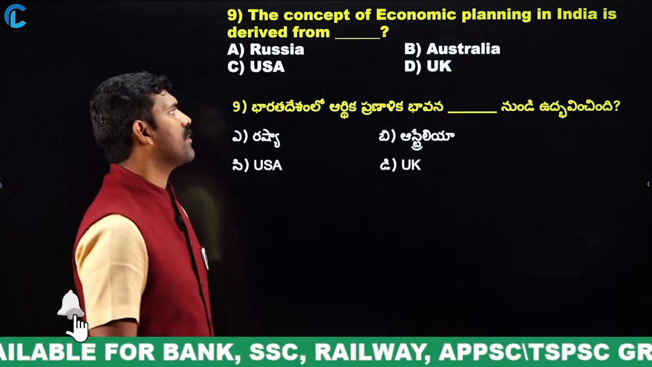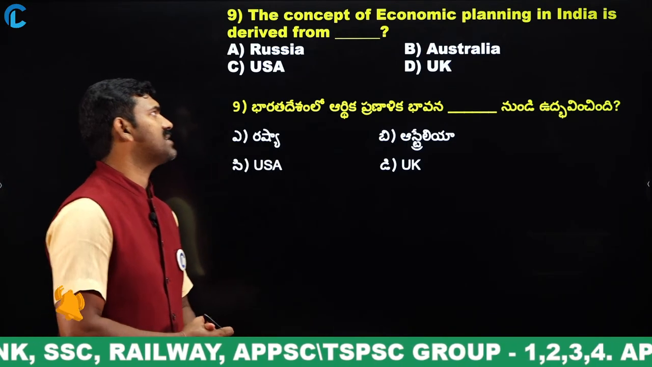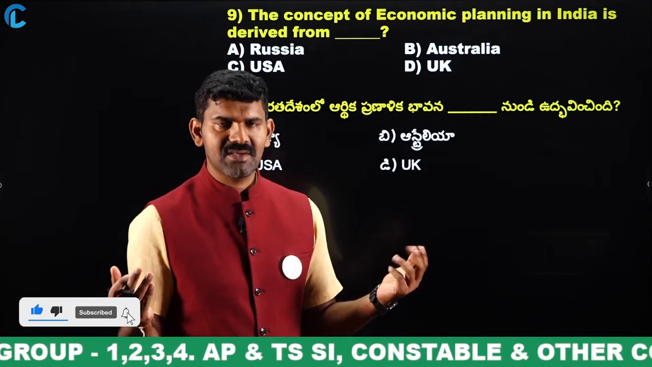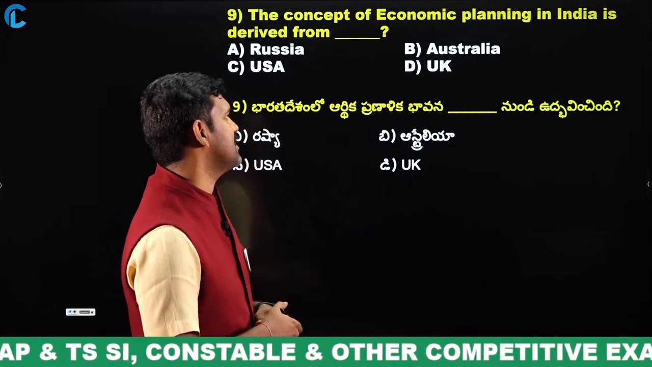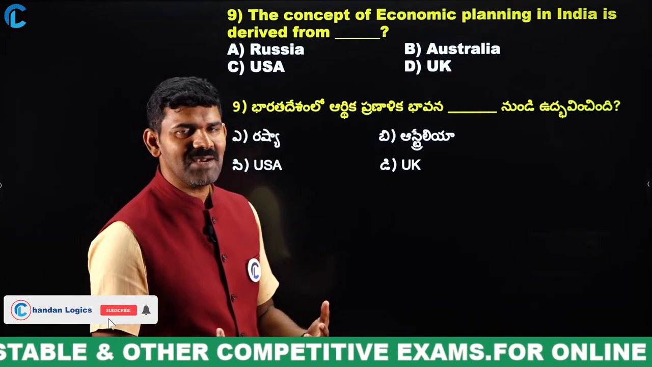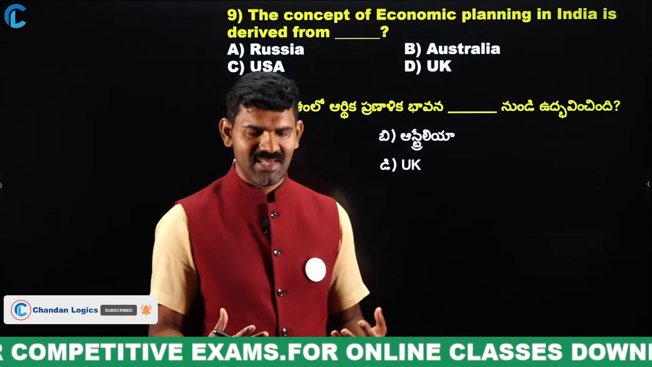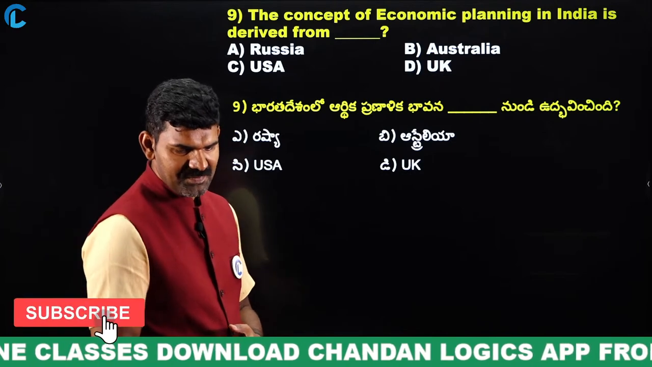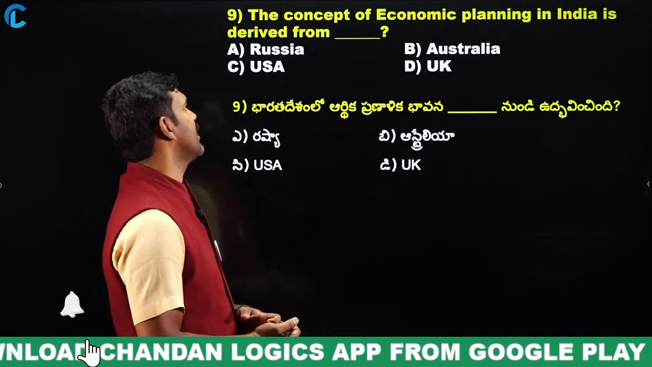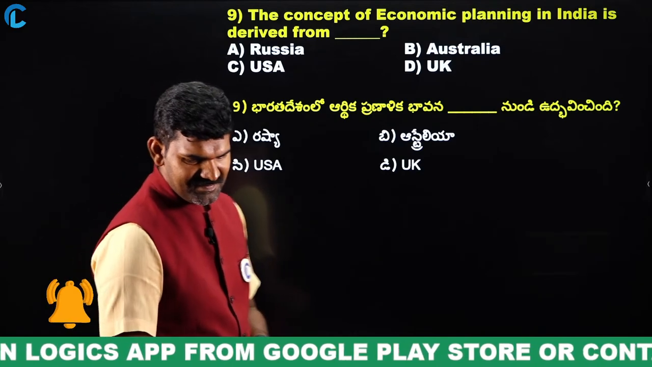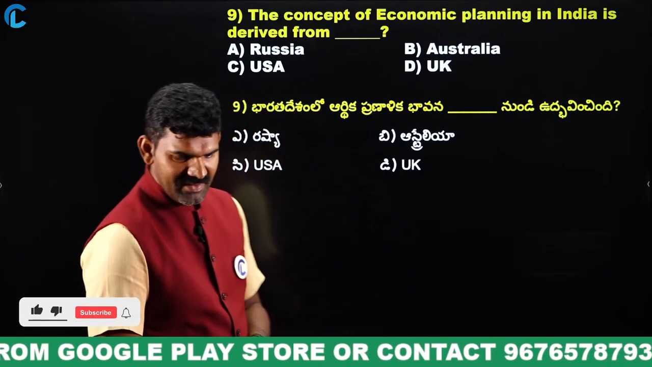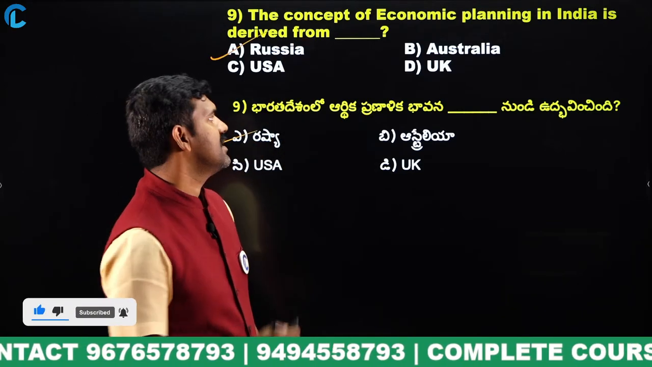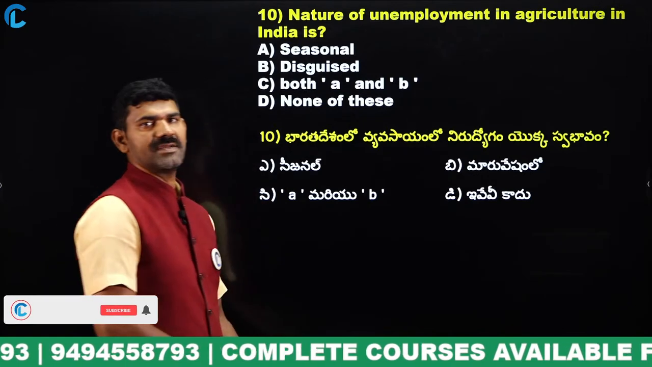The concept of economic planning in India is derived from Russia, Australia, USA, UK. Already I gave the answer for this question. What's the answer for this question? Come on, guys. You should make sound in the chat box. Don't keep idle. Okay. Rocket. Super, super, super. What's the answer for this question? Very simple, super. The right answer is Russia. Just now I told you, there's nothing big in that, right?